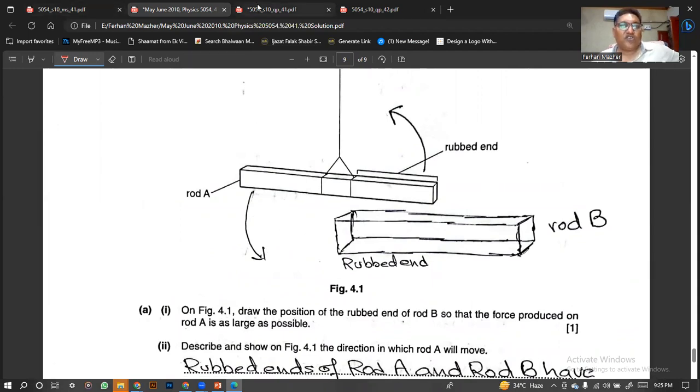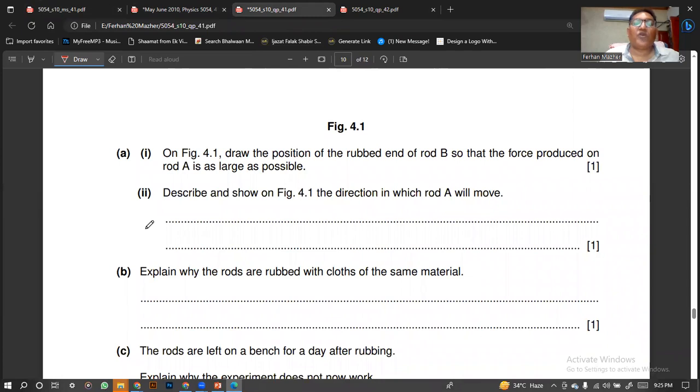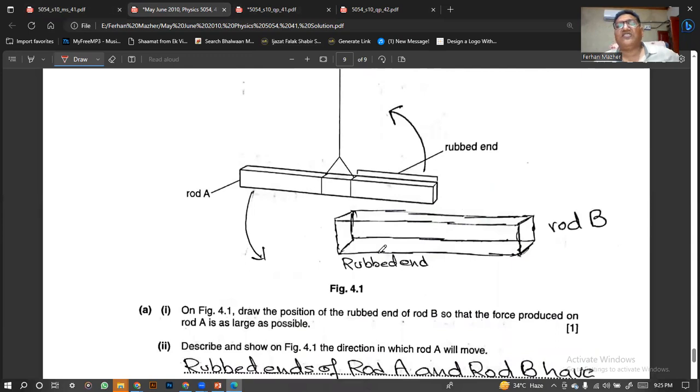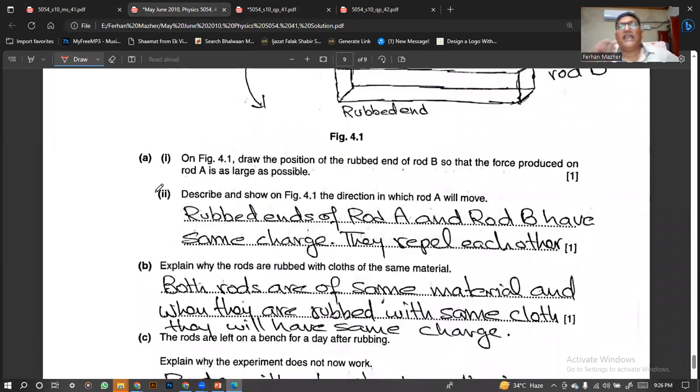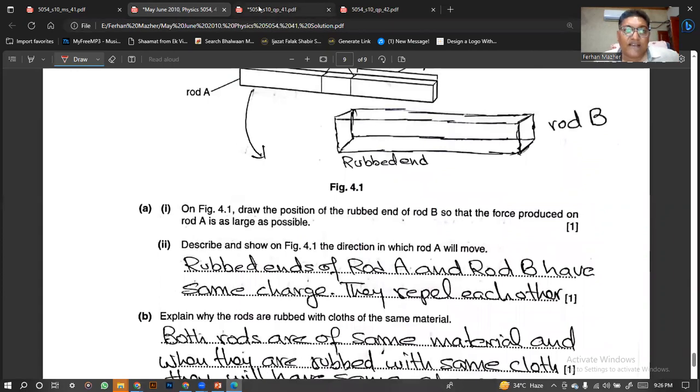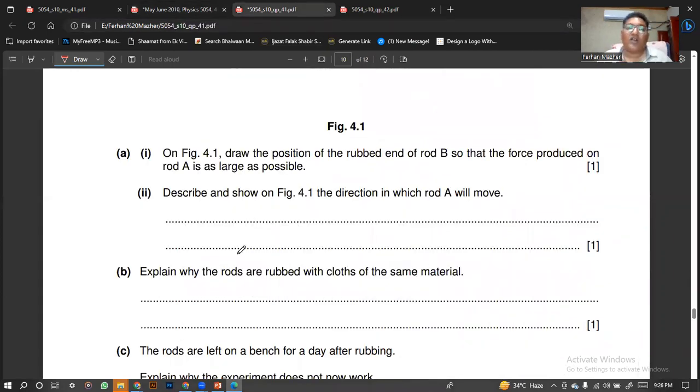Then he says, describe and show on the figure 4.1 the direction in which the rod A will move. Because both the rods will have the same charge, they will repel each other. So the rod A will swing in this way, in an anti-clockwise manner. So here we have tried to show that. The rubbed ends of the rod A and the rod B have the same charge. They repel each other. So that's why it will swing anti-clockwise. It will try to move away from the rod B.